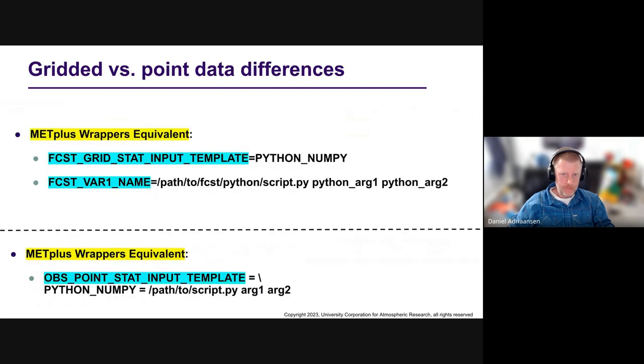Thanks, John. And just continuing the comparing and contrasting for easy reference as you're working with Python embedding and constructing your commands for gridded and point data, I wanted to have this slide which compares and contrasts the METplus wrappers configuration. Just like on the last slide, the two elements of the Python embedding for the gridded case are in two different places. They're also in two different configuration items in the METplus wrappers. Whereas for point data, it's just two elements as one observation file replacement, and so there's just one METplus wrappers configuration item.